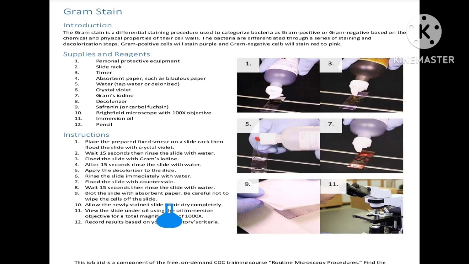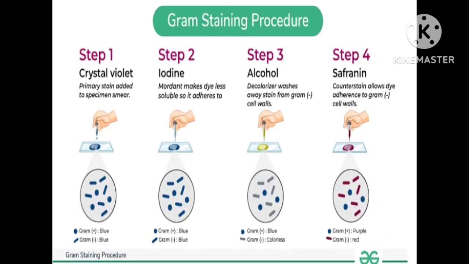These are all the supplies needed when you are doing the Gram stain. Some instructions are there, and the Gram staining procedure steps are also involved. Then this is the procedure. Place the prepared fixed smear on a slide rack.